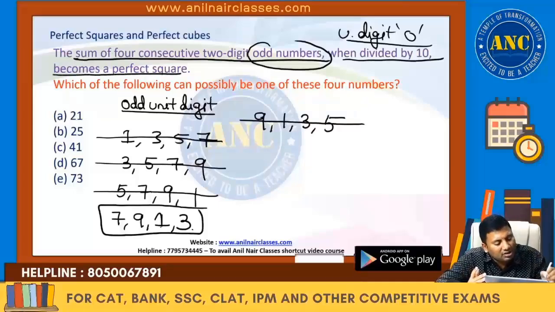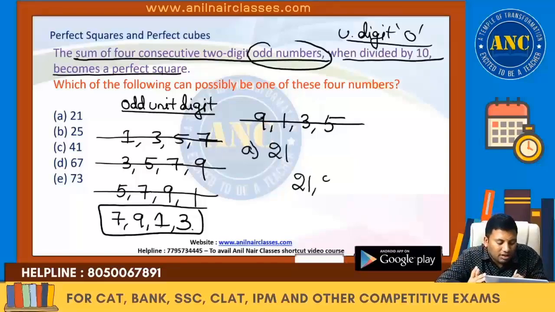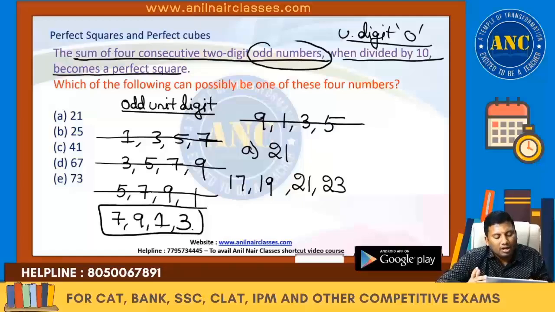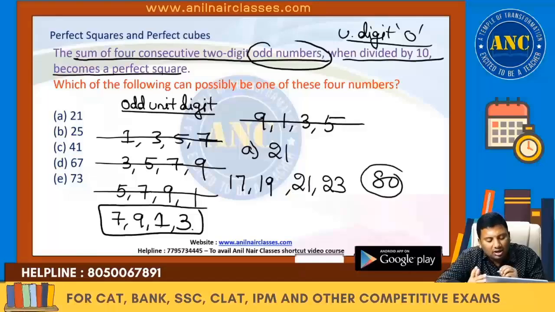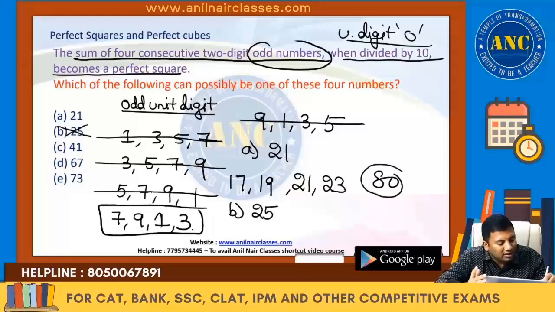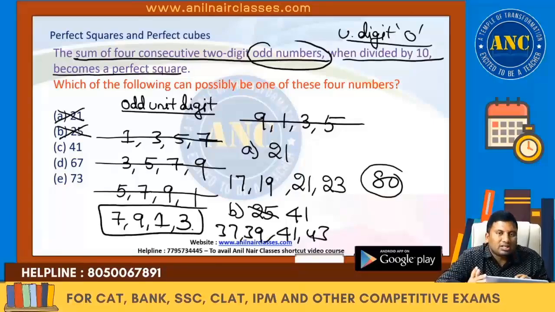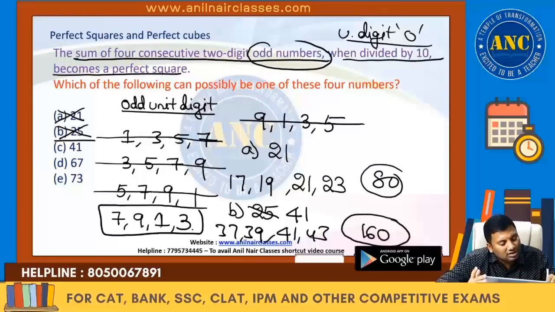Answer becomes a perfect square. What is the first option? 21. So if you plug in this value, if this is 21, this is 23, this is 17, this is 19: 17 plus 19, 36, 36 plus 44, 80. 80 is not a perfect square. 25: if it is 25, the case is not possible, because the unit digit should be 7913. If I take 41, 41, 43, 37, 39, 76 plus 84, 160. 160 when divided by 10, 16. 16 is a perfect square.